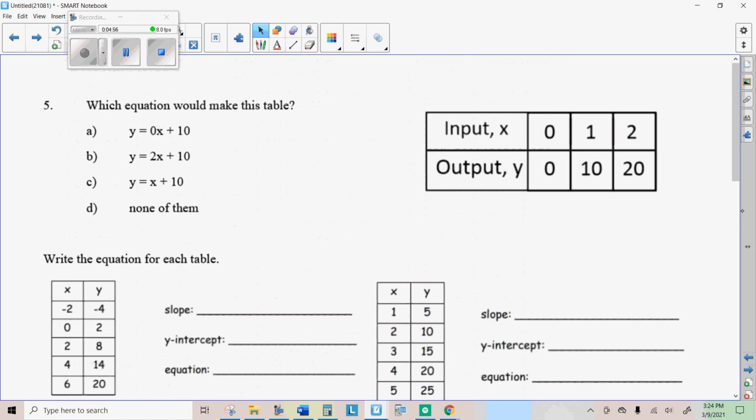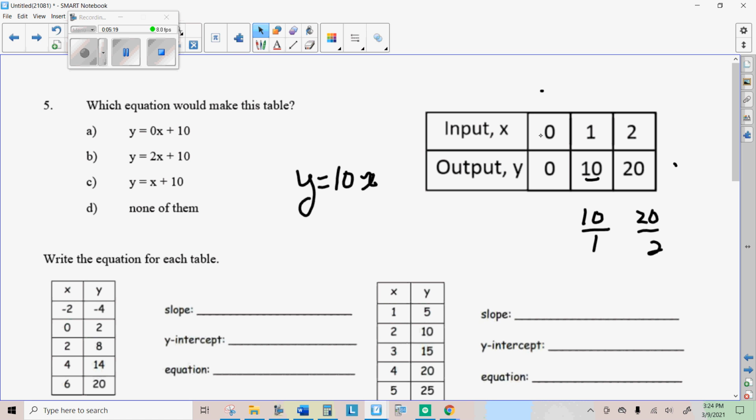Which equation would make this table? Now we're writing equations. Notice this is a proportional relationship. And when we divide our output by our input, we always get 10. 10 divided by 1 is 10. 20 divided by 2 is 10. That means our equation is 10 times whatever our x value is.